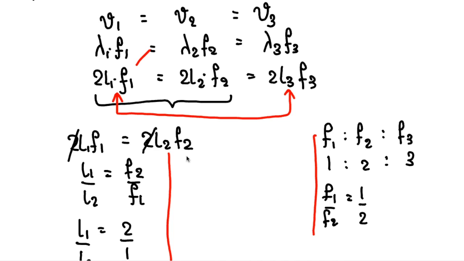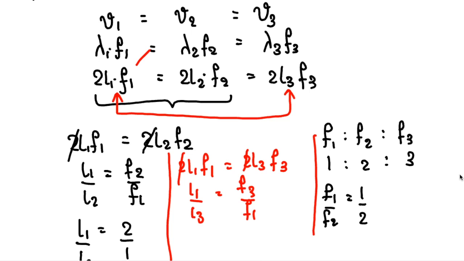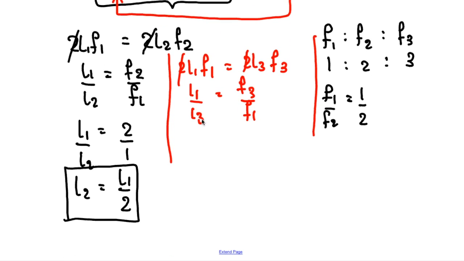Now from this, 2L1 F1 is equal to 2L3 F3. So 2 will be cancelled out. L1 upon L3 is equal to F3 upon F1. And you know that F3 upon F1 is 3 upon 1, or we can say that L1 upon L3 is equal to 3 upon 1. So my L3 is equal to L1 by 3.